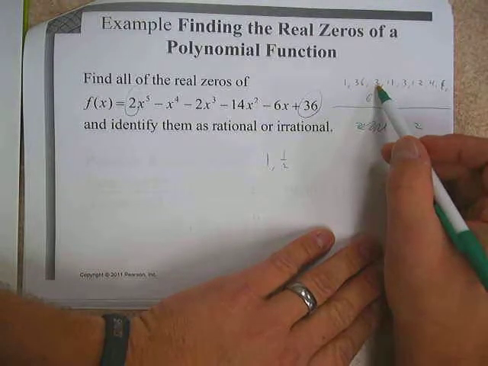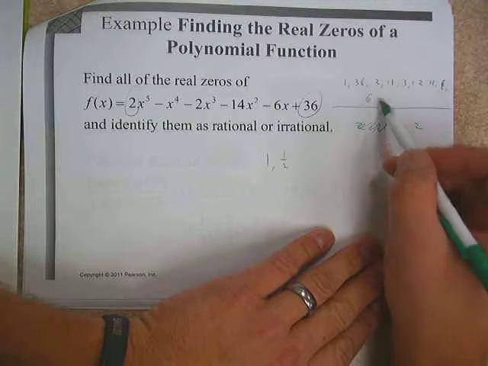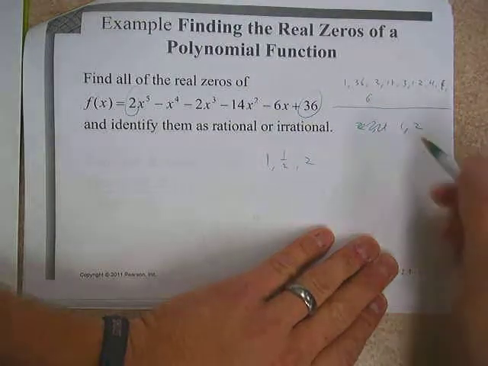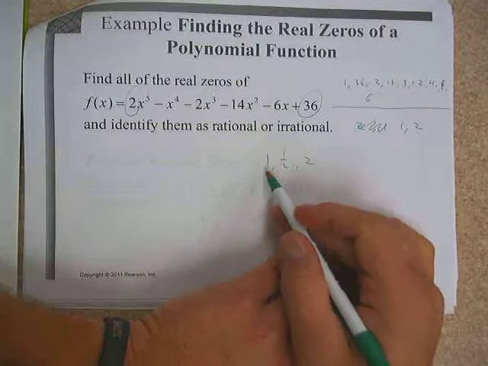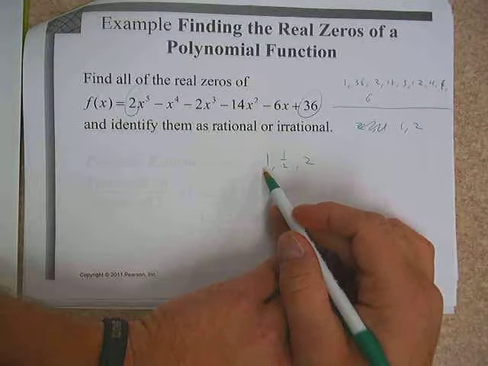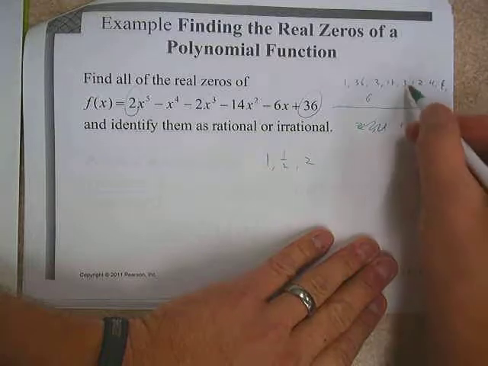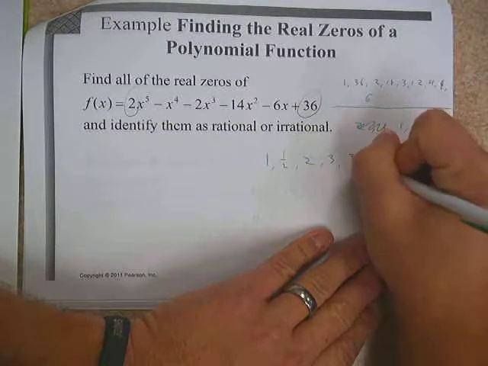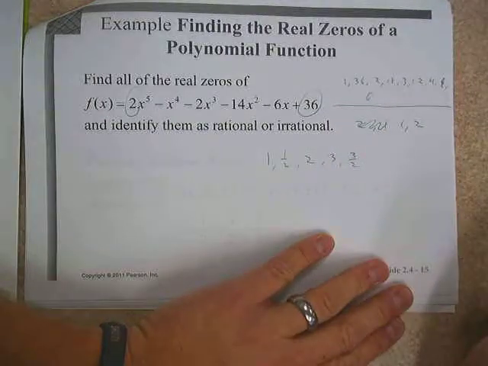When you write this list out, it doesn't necessarily have to be in exact numerical order, smallest to largest. I'm going to do my 2 next, starting with the lowest one here. So I've got 2 over 1 and 2 over 2. 2 over 1 would give me a 2. 2 over 2 would give me a 1, but I already have 1 on the list, so I'm not going to write that again.